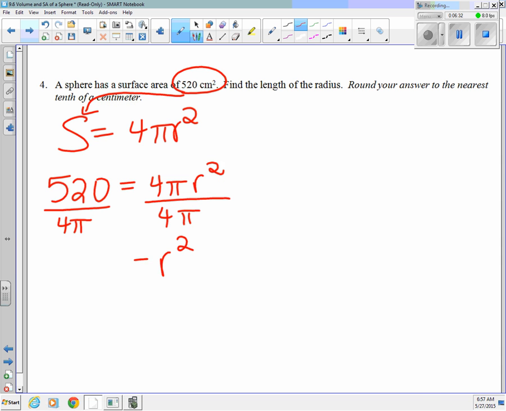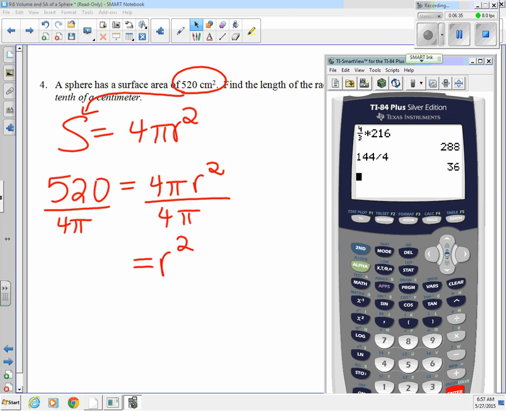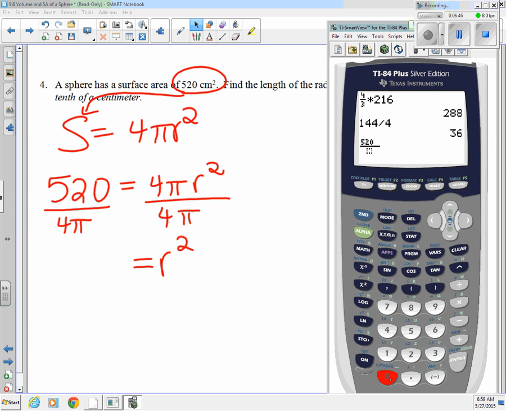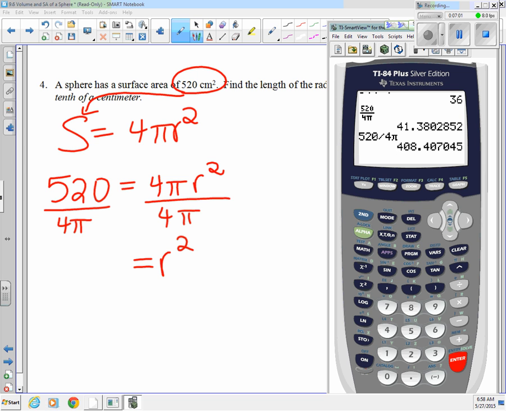So now I have r squared equals, and I have to get this monstrosity of a decimal in my calculator. So I'm going to use my fraction key, alpha y equals enter, and I'm going to do 520 over 4 pi. And I'm going to get 41.3802852. Caution, if you do 520 divided by 4 pi like this, you're going to get the wrong answer.